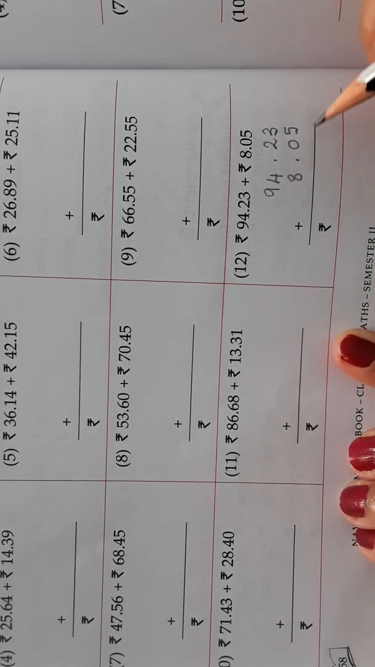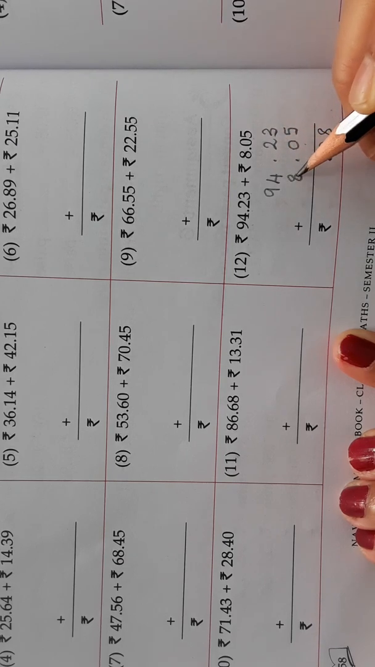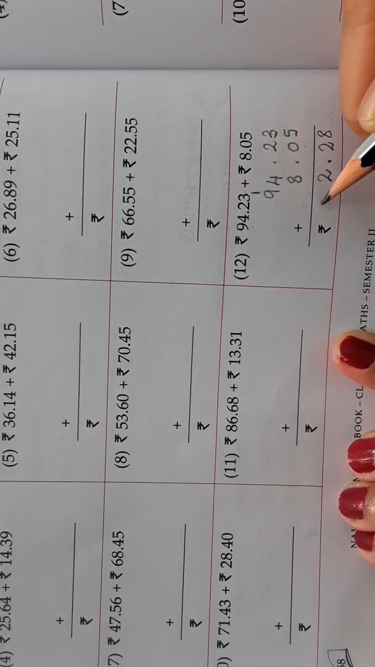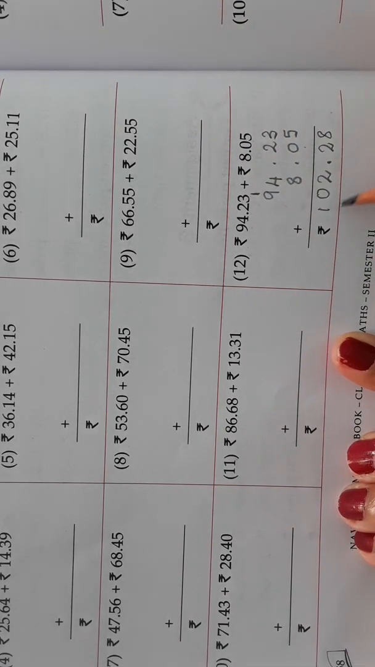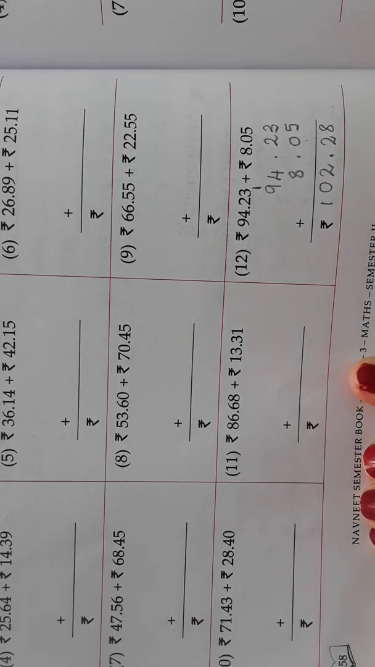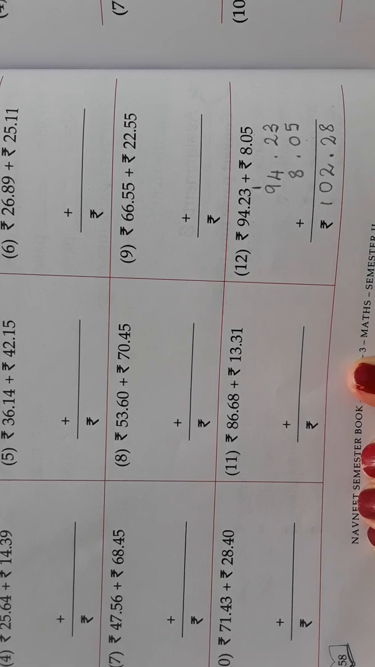3 plus 5, 8. 2 plus 0, 2, and put the point. 4 plus 8, 12, and 1 as carry. 9 plus 1, 10. So what's the answer? 102 rupees 28 paise. Easy, no, children? So addition of money is just like ordinary numbers addition. Come, we'll go to the next page and now we will see subtraction of money.